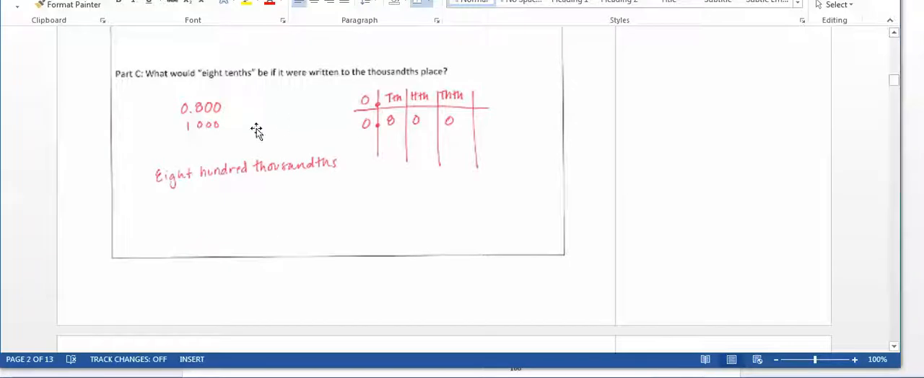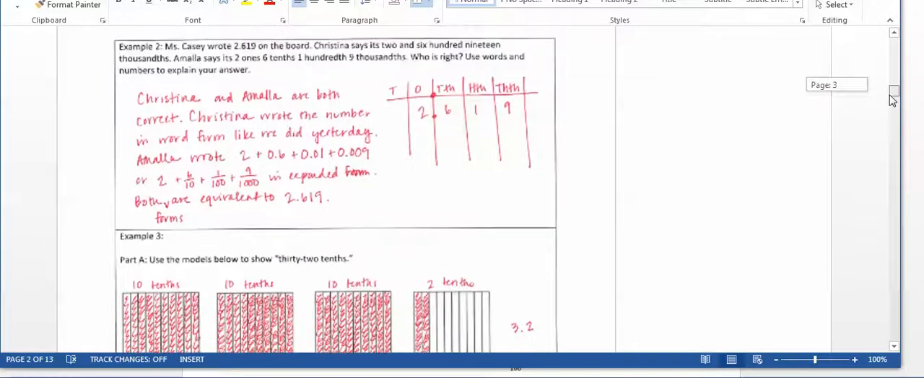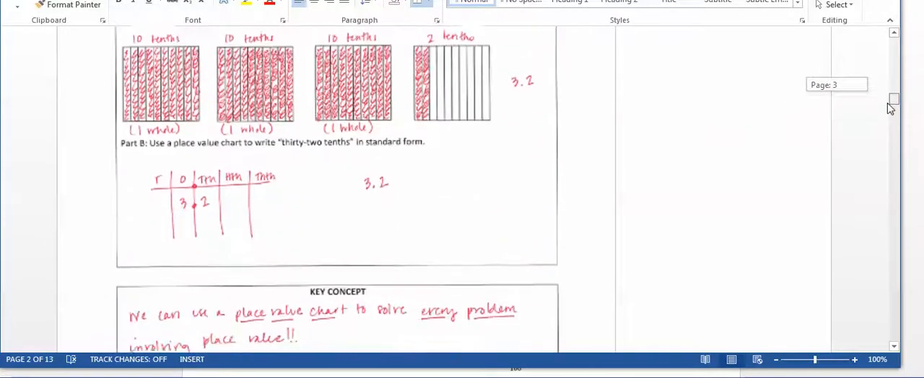Great. And then what would 8 tenths be if it were written to the thousandths place? Let's go ahead and put it back in our place value chart. If I was to write this to the thousandths place, I'm going to put in these equivalency zeros. These zeros don't change the value of the number at all. They just extend to the place value that I want it to extend to. I would have 800 thousandths. I've already talked about number 2. Now I'm going to talk about number 3.